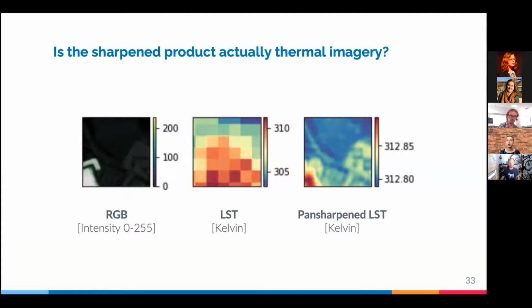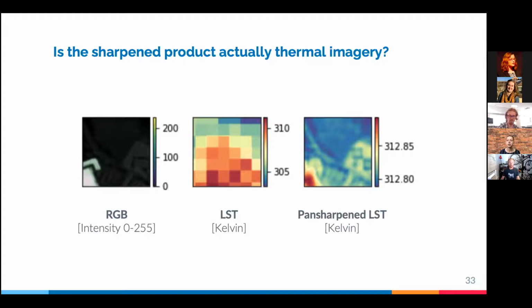The range of values was generally close to the expected values, but it was much smaller than it should have been. So in this figure, the expected range of LST was around 304 to 311 Kelvin, but the pan-sharpened image only had a range of 312.8 to 312.9 Kelvin. So it's outside the range of expected values, and it's got a very small range in variability, but you can see that it maintained the spatial features of the high resolution RGB image.